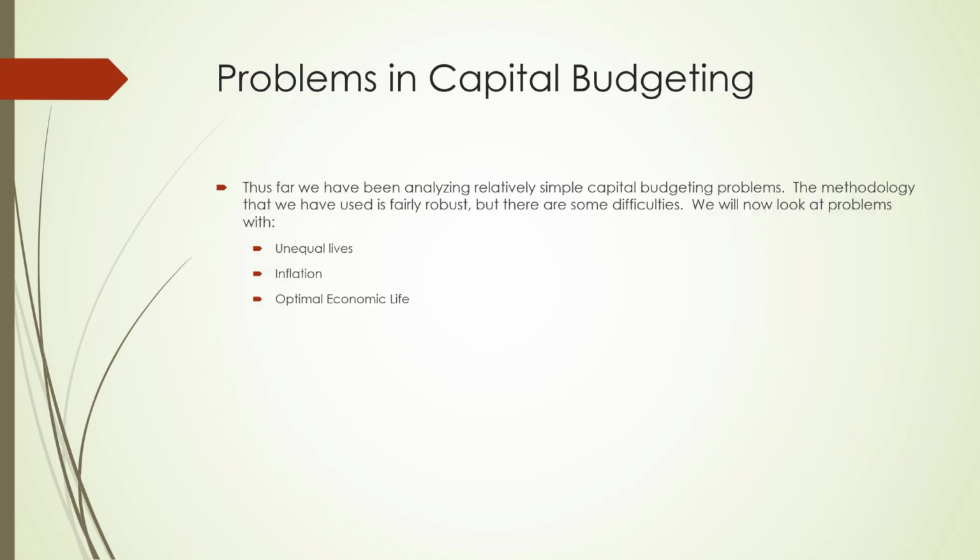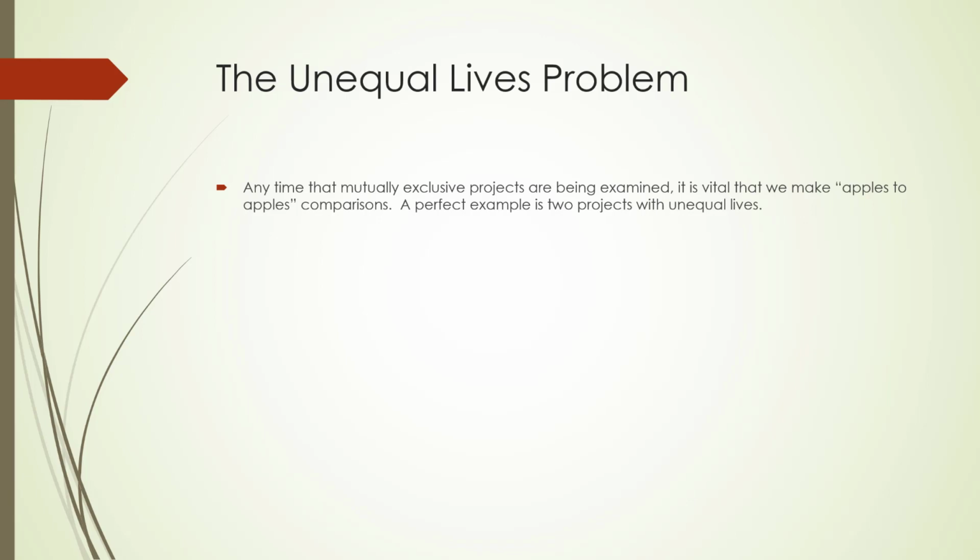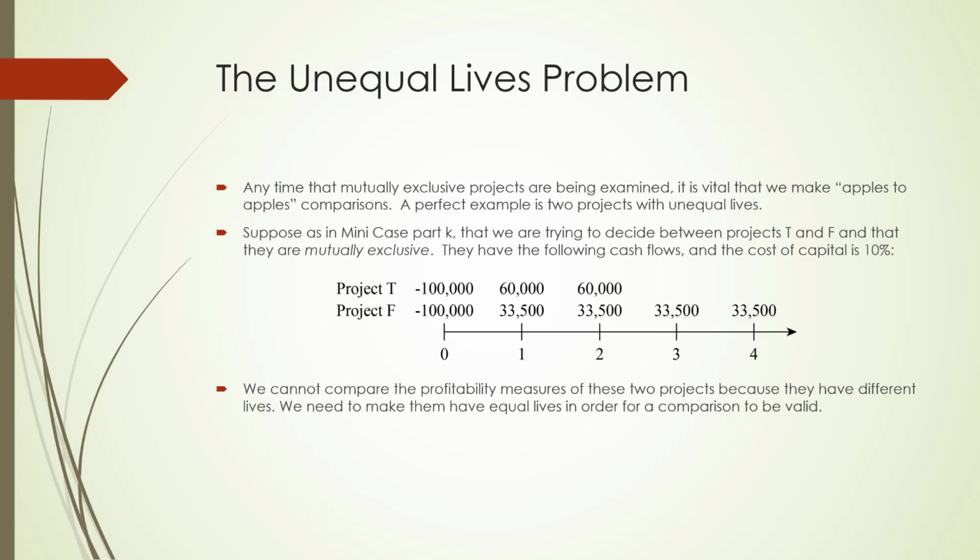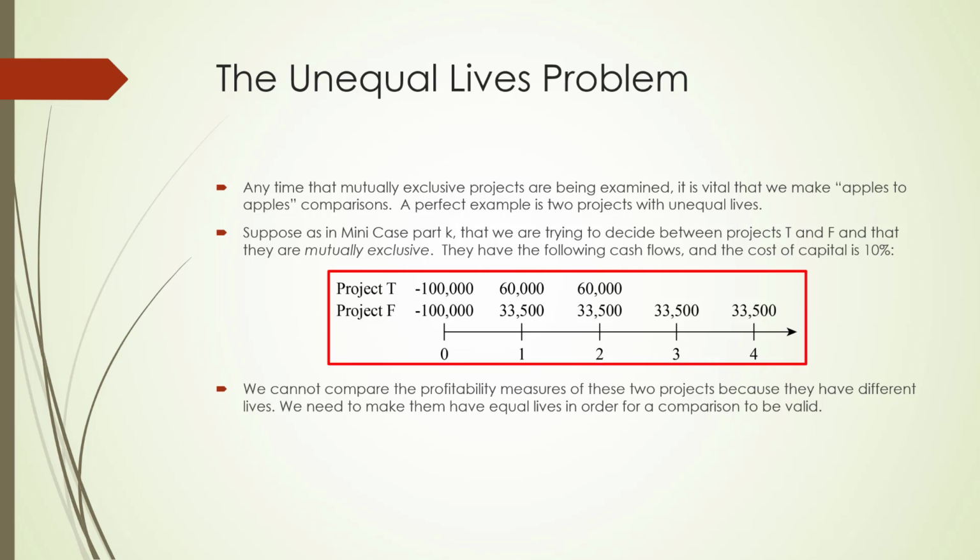Now, sometimes in capital budgeting, you run across some problems. Or they're not really problems, but they're things that you might have to deal with. And so we'll look at 3 here. That is unequal lives, making inflation adjustments, and finding the optimal economic life of an investment. So let's start with the unequal lives problem. In this case, in part K, they tell us that we have 2 projects, T, which is a 2-year project, and F, which is a 4-year project, and you can see their cash flows on the timeline here.